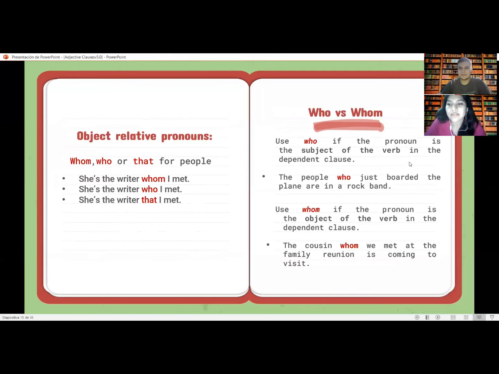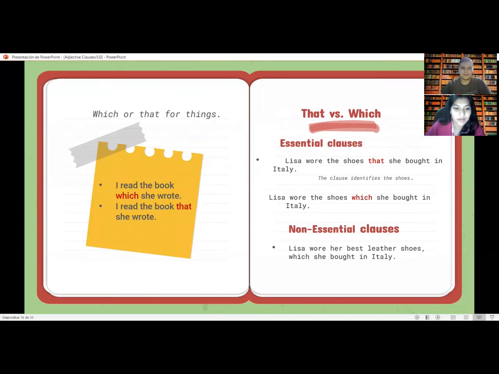Use "who" if the pronoun is the subject of the verb in the adjective clause. For example, the people who just wore the plane are in the verb clause. The pronoun is the subject of the verb "wore." Use "whom" if the pronoun is the object of the verb in the adjective clause. For example, the person whom we met at the family dinner is coming to visit. The pronoun is the object of the verb "met." And next, "which" or "that" for things.